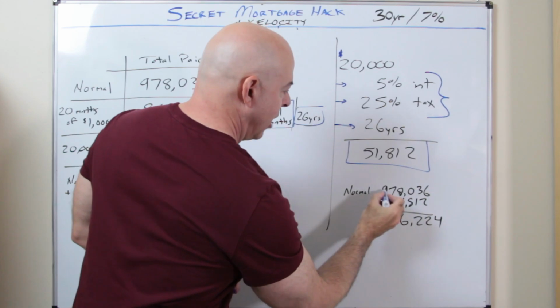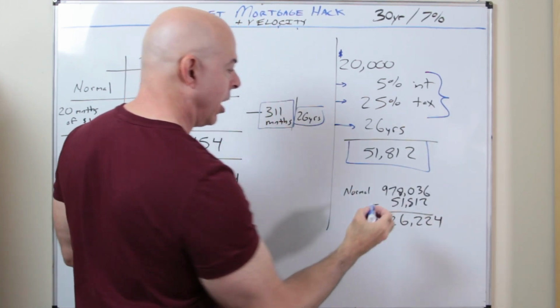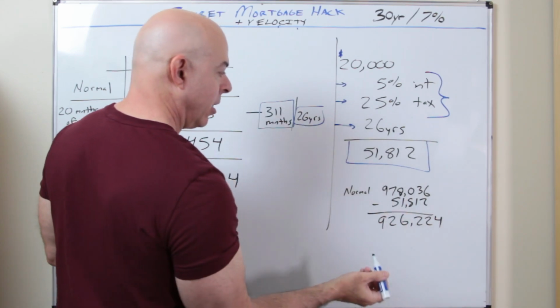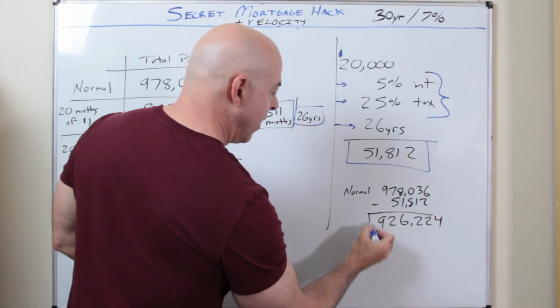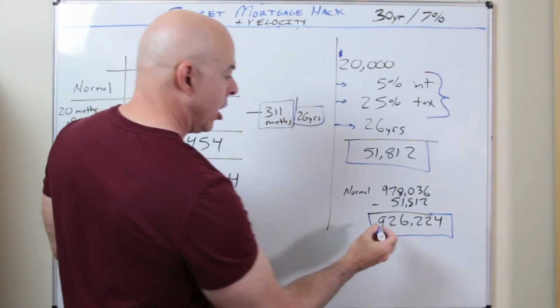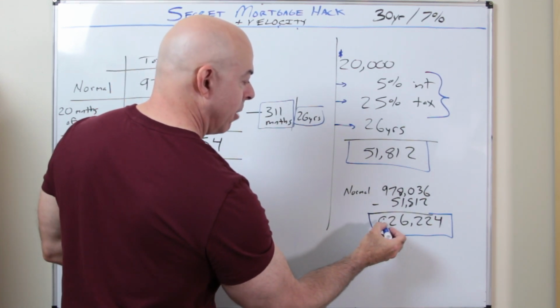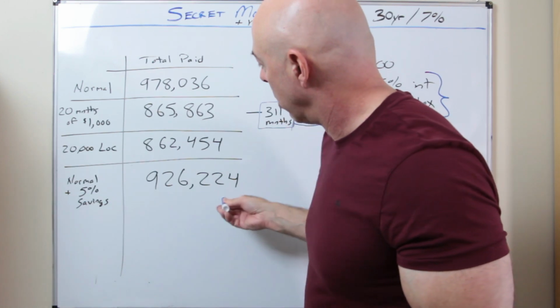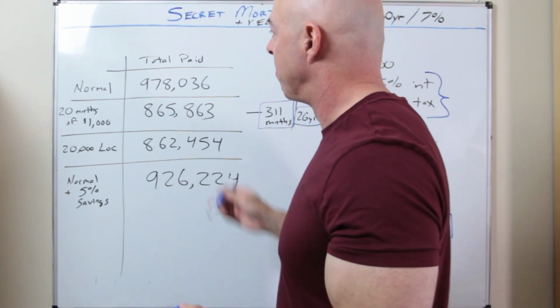Okay, $978,036, but we saved our money and we ended up with $51,812. So let's subtract it, right? Because we have extra money. So, if you did the normal method and you saved money, you would only end up out of pocket being $926,224. That's what I put down here, this method. So let's walk through them.